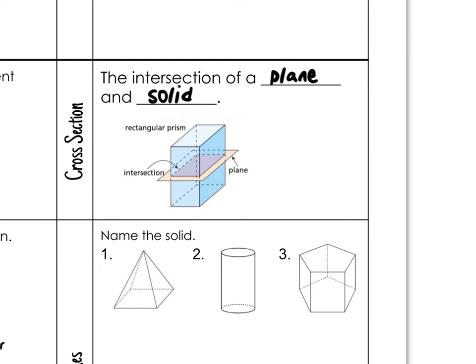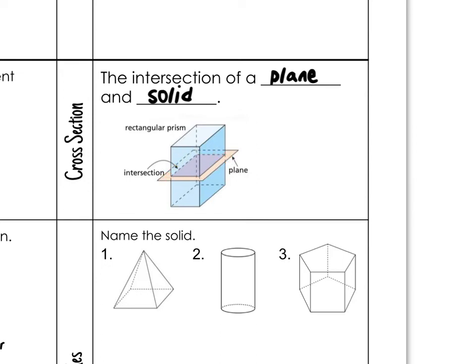Okay, so now for the next vocabulary word, we're going to talk about what a cross-section is. A cross-section is the intersection of a plane and solid. So I want you to write those two words in the blanks. Okay, so here's an example of a cross-section. Our solid is the rectangular prism, and then it is intersected by this plane right here. It looks like it's in a peach-colored plane.